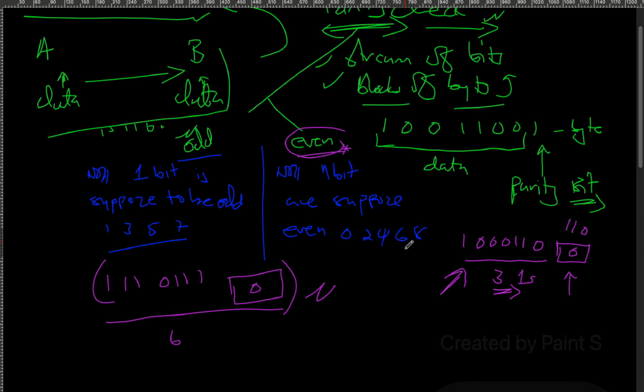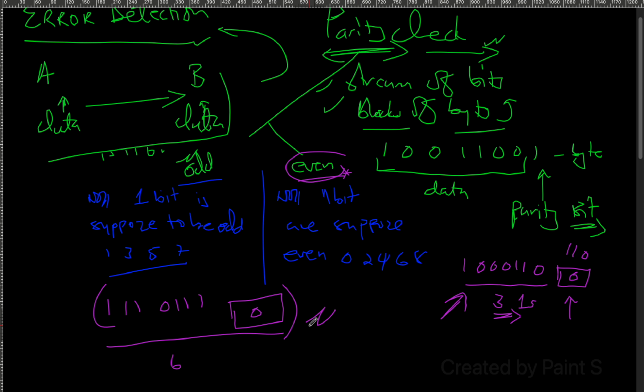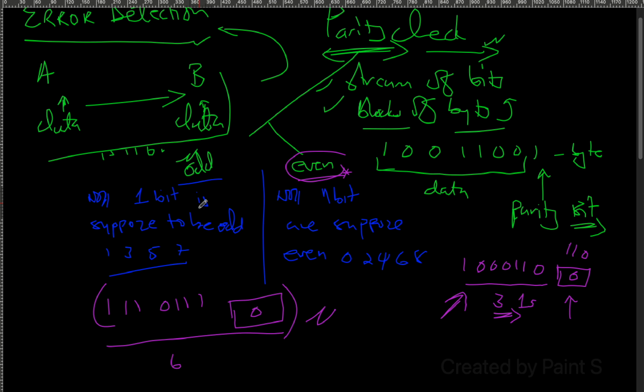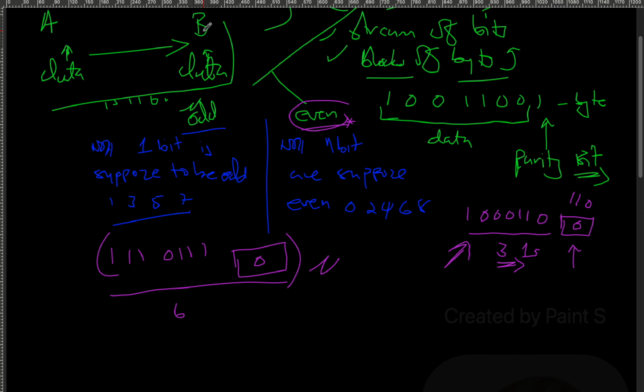So basically, when we talk about even parity, the number of ones in a byte are supposed to be even. When we talk about odd parity, the number of ones in a byte are supposed to be odd. Otherwise, the data has been transmitted in error. That's basically what parity check is about. Does that make sense? So you see, all B is doing is keeping track of the count.